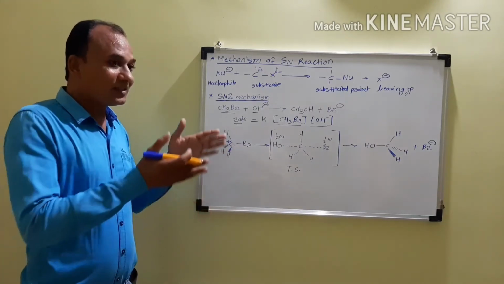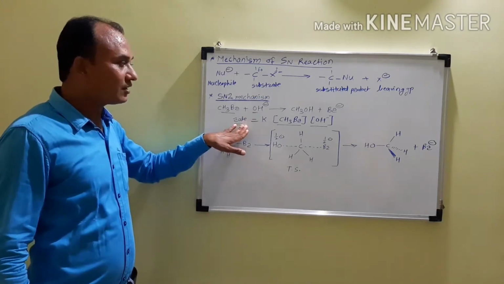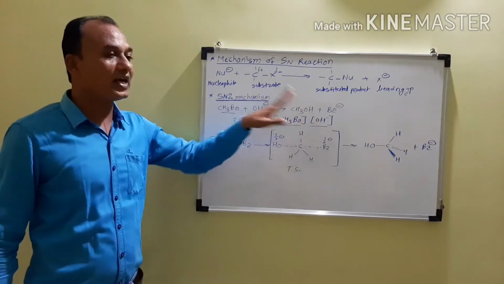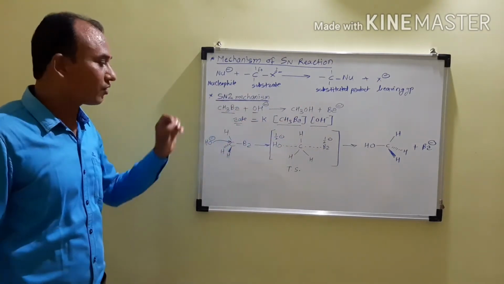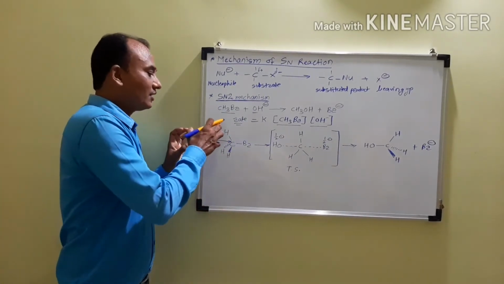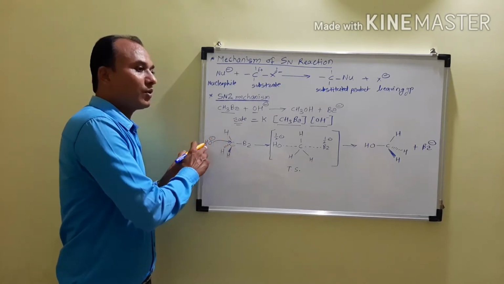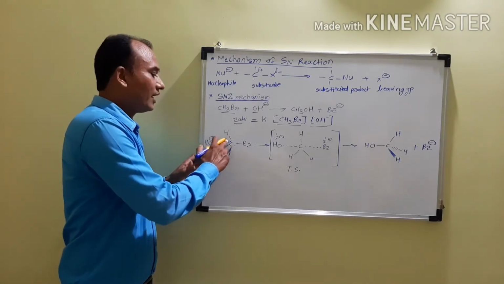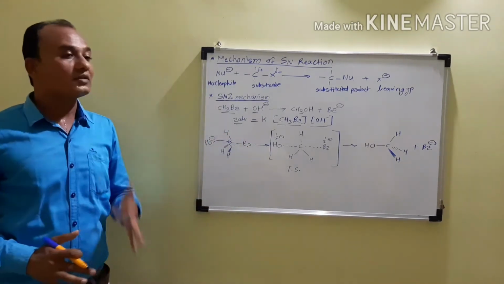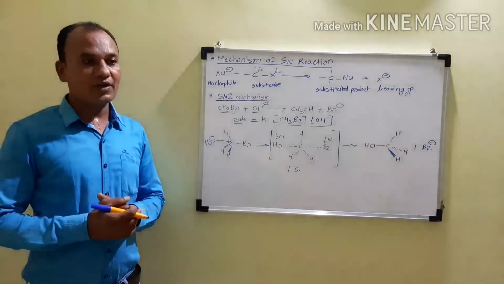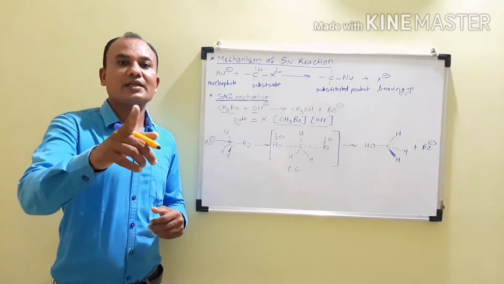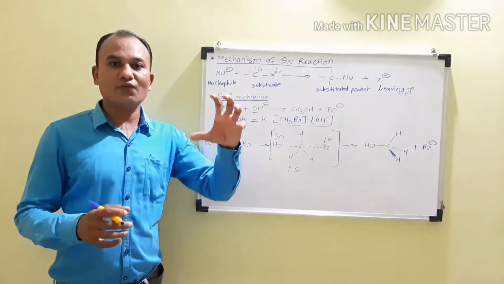Why are we giving this mechanism? Because in the rate equation the rate of the reaction depends on the concentration of both the reactants, that is the methyl bromide and hydroxyl ions. What is the conclusion drawn from that? There must be an attack of the nucleophile on the substrate, and then a formation of bond between the nucleophile and the substrate. At the same time there is a breaking of the bond between the substrate and the leaving group. Both processes must take place simultaneously, and therefore it is a single step reaction.